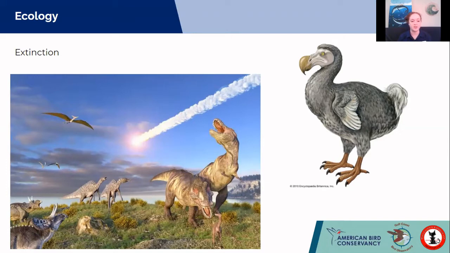No species lasts forever. Think about the dinosaurs, for example, which were part of a mass extinction about 65 million years ago. Mass extinctions are the result of huge changes in the ecosystem or from big events like a giant meteor hitting the Earth. There have been at least 5 mass extinctions on our planet, and today we are experiencing another mass extinction, mostly due to human activities.